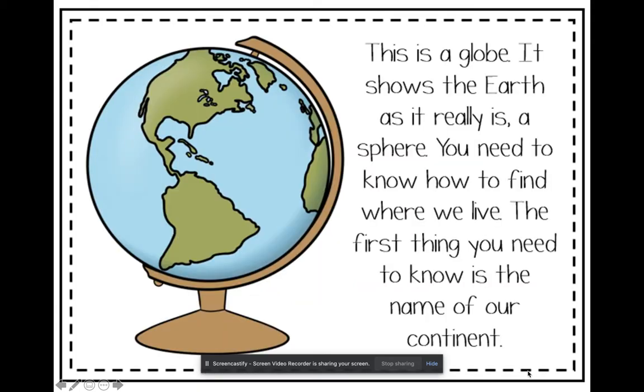So this is a picture of a globe. Even though it's just a circle in this picture, it's actually a sphere. If you've seen a globe, it's like a big ball that you can spin around, and you can look at the different places on the map. You can find where you live on it. Today we're going to learn where our continent is and what continent we live on.